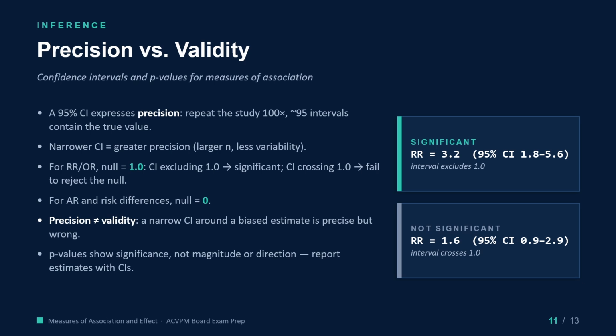Also important, p-values tell you whether an association is statistically significant, but not the magnitude or direction. Always report effect estimates with CIs, not p-values alone. The ACVPM exam will test your ability to distinguish statistical significance from clinical or epidemiological significance.